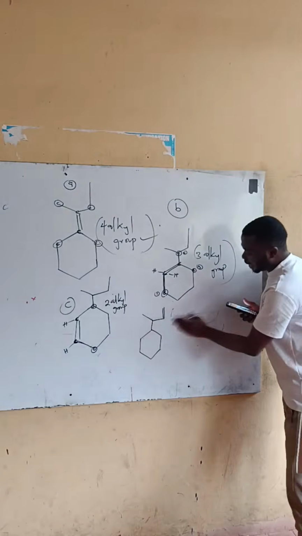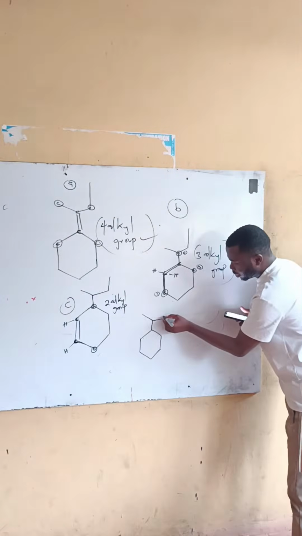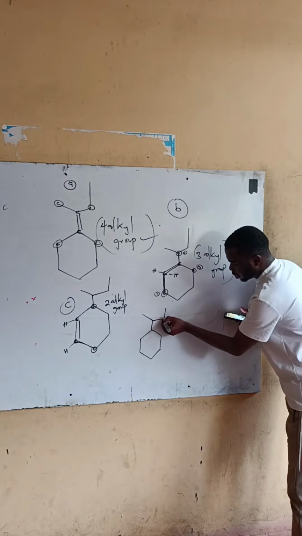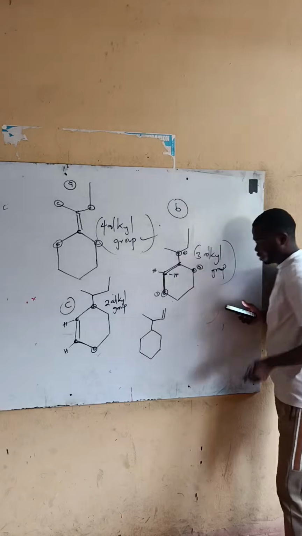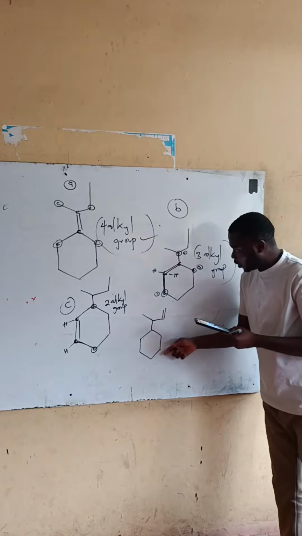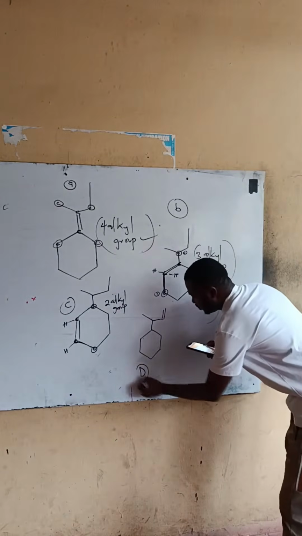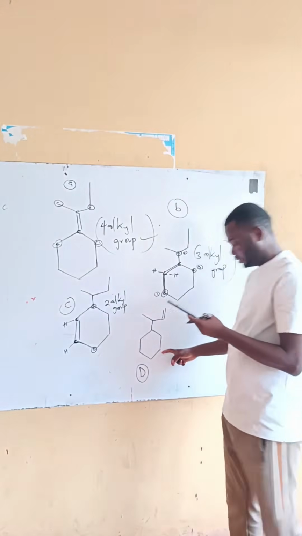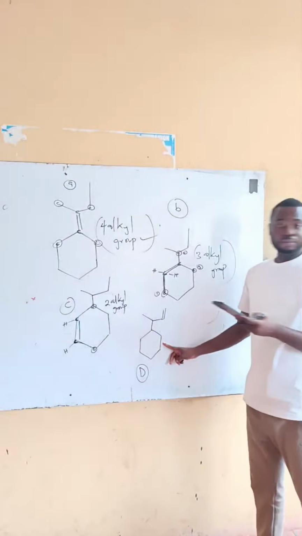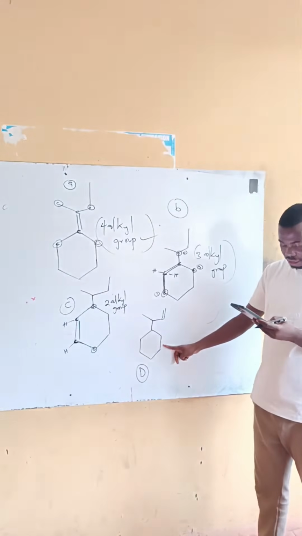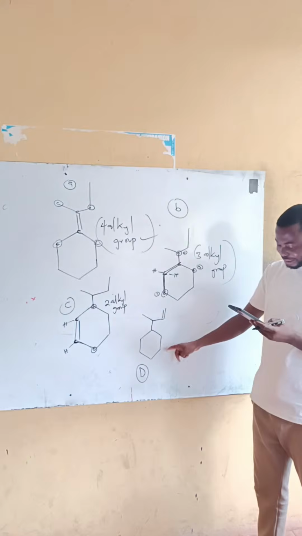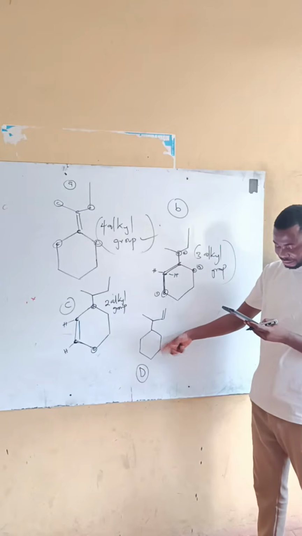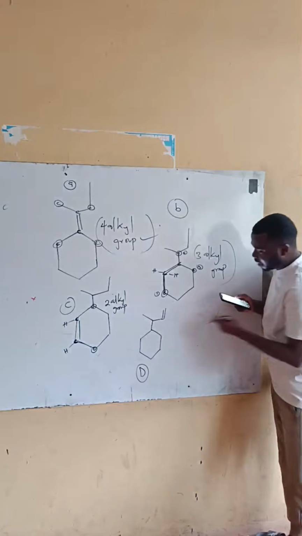Now let's go to the last one. This guy here. Everybody, for the last compound D, give me the answer to compound D. Compound D, everybody. D is 1. Show me how it is 1.